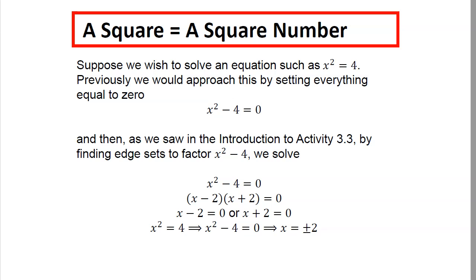Suppose we wish to solve an equation such as x squared equals 4. Previously, we would have approached this by setting everything equal to 0: x squared minus 4 equals 0. And then, as we saw in the introduction to Activity 3.3, we would find edge sets to factor x squared minus 4. And we would solve and find that x equals plus or minus 2.